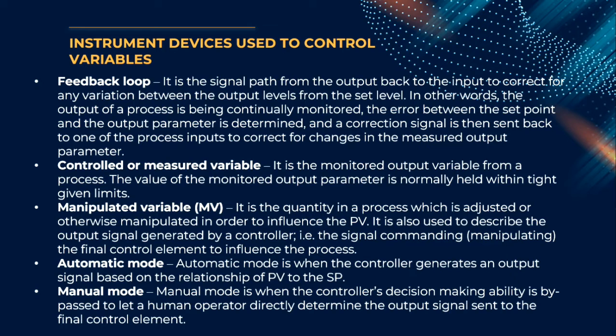Manipulated variable or MV. It is the quantity in a process which is adjusted or otherwise manipulated in order to influence the PV. It is also used to describe the output signal generated by a controller. The signal commanding, manipulating the final control element to influence the process. Automatic mode. Automatic mode is when the controller generates an output signal based on the relationship of PV to the SP. Manual mode. Manual mode is when the controller's decision-making ability is bypassed to let a human operator directly determine the output signal sent to the final control element.